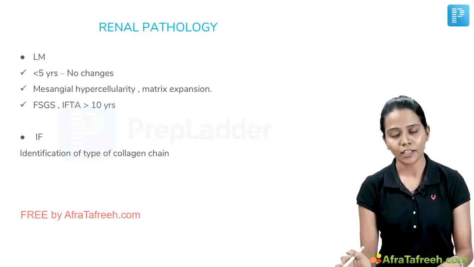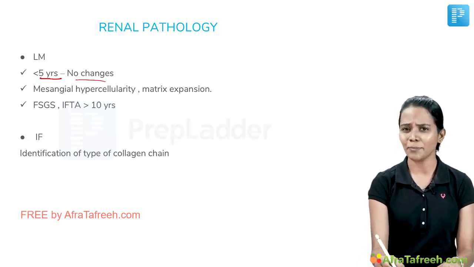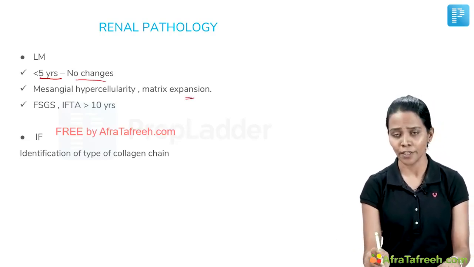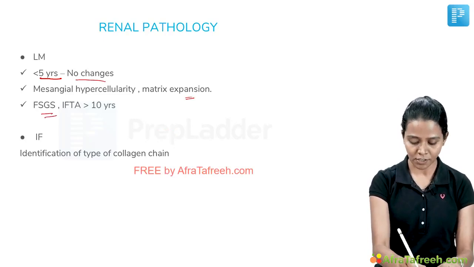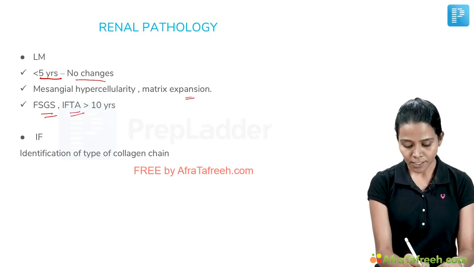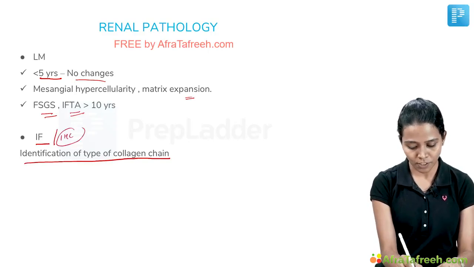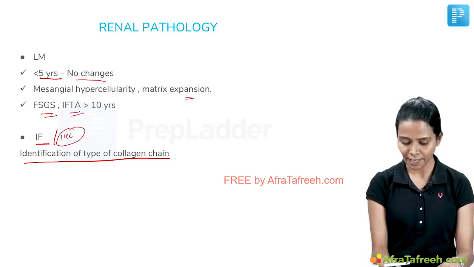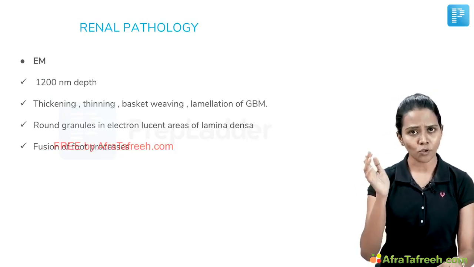Now, renal pathology, light microscopy. Generally, in those less than 5 years, there are no changes. Later, mesangial hypercellularity and some matrix expansion can be seen. It is not very evident in light microscopy. Generally, once 10 years is crossed, features of chronicity like FSGS or interstitial fibrosis and tubular atrophy will be seen. Immunofluorescence or immunohistochemistry can be used to identify the type of collagen chain, like I showed previously in that table.